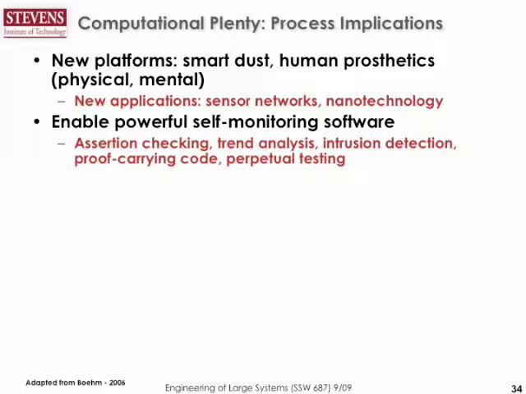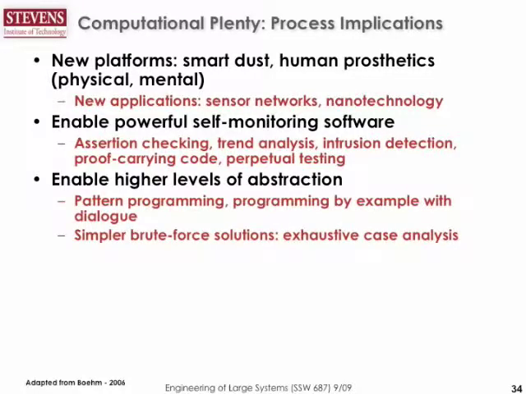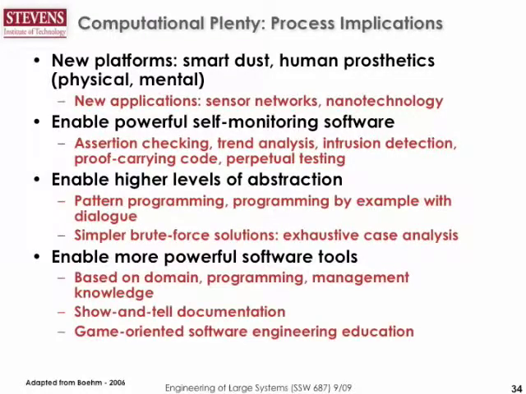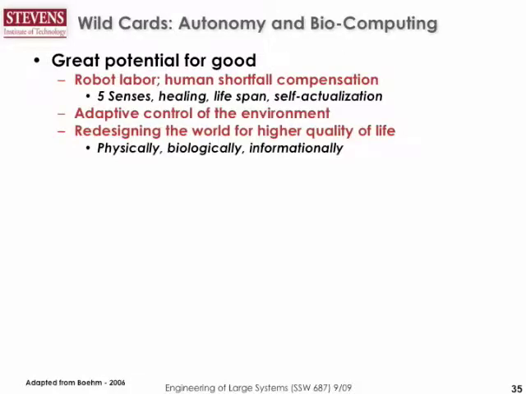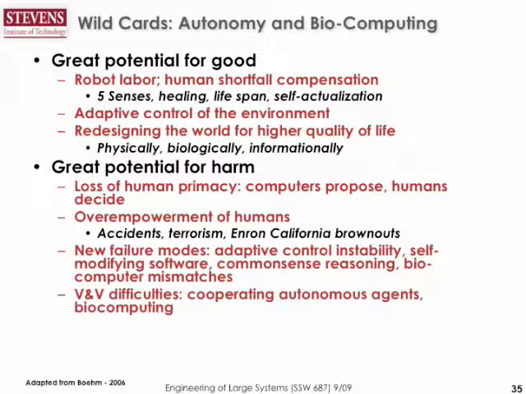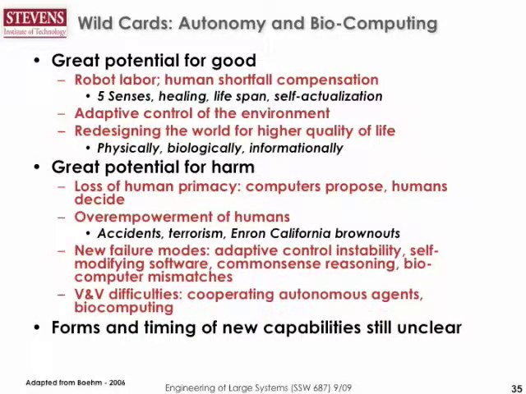Computational plenty is both a blessing and a curse. On the one hand, you're going to have enough power to do just about anything you want to do. On the other hand, think about all of the work that's going to have to be done to make all of these things that we're doing actually of high quality and meeting all of the various safety and security and assurance requirements. Like computational plenty, autonomy and biocomputing have a lot of potential for good, but the potential for harm represents significant risk.